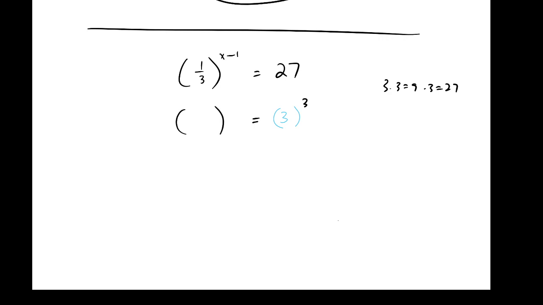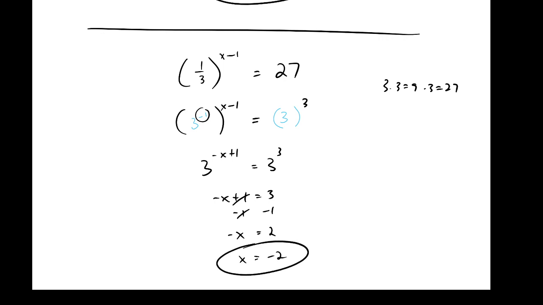So this is going to be 3 to the -1, which is 1/3, and we make that reciprocal. It's still to the x minus 1. Then I'm going to distribute, raising the power to the power. So I have my base of 3, and it's -x minus -1, which is +1, equal to 3 to the 3rd. Of course, I'm just going to take the exponent portion. So -x plus 1 is equal to 3. Minus 1 from both sides, so I have -x equal to 2, meaning that x is equal to -2.